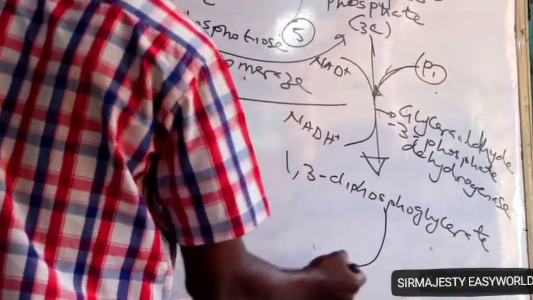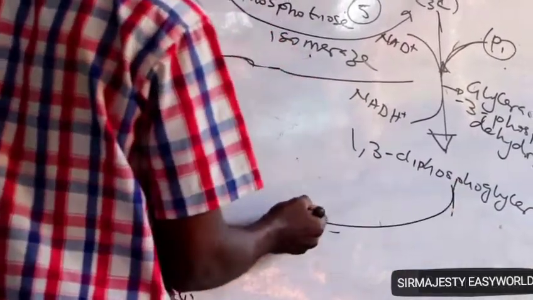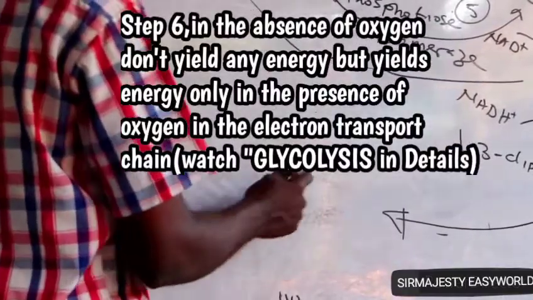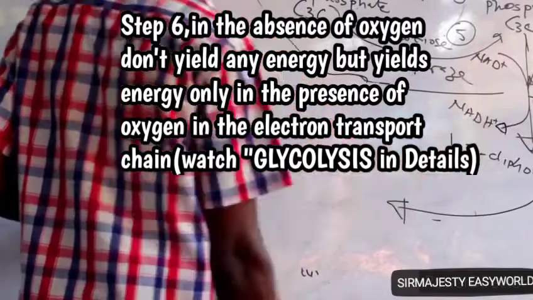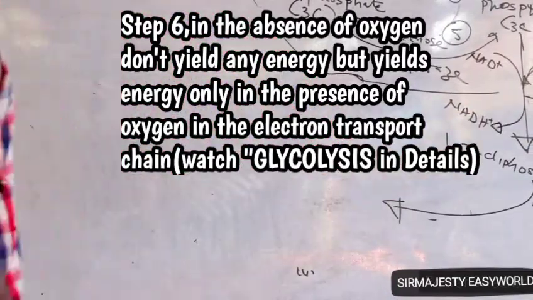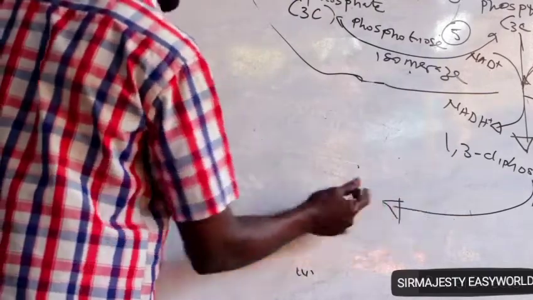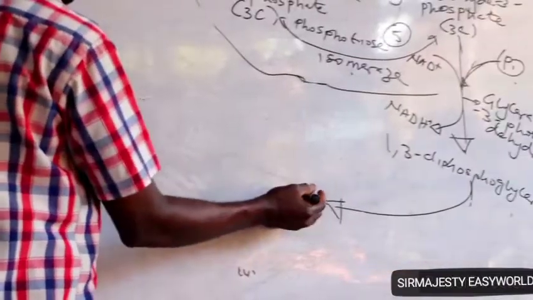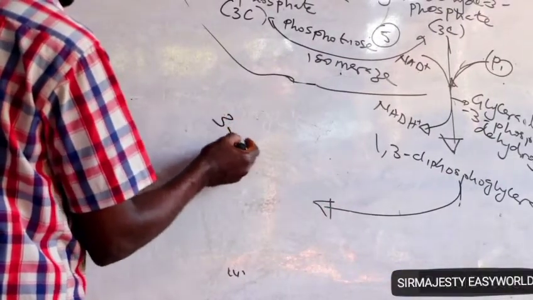Now, this is further converted. This level yields energy depending on if oxygen is present or absent. Then here we have the 1,3-diphosphoglycerate, which is now converted to 3-phosphoglycerate.